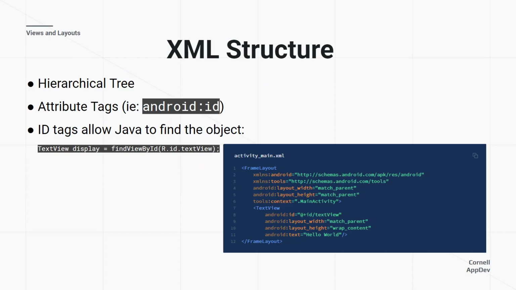So the XML structure is like a hierarchical tree. How many of you have done HTML programming? If you've done a bit of HTML, you'll know how it works. It's like a tree. You start with the body on the outside, and it goes inwards towards the smaller components inside. So it's similar to HTML in that respect. It has attribute tags. Each and every thing in it has a bunch of attribute tags that define how it's going to look on screen.